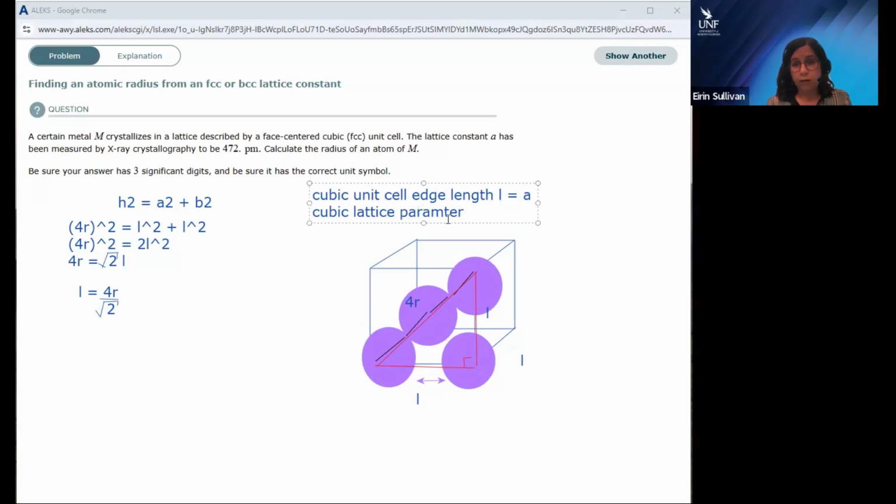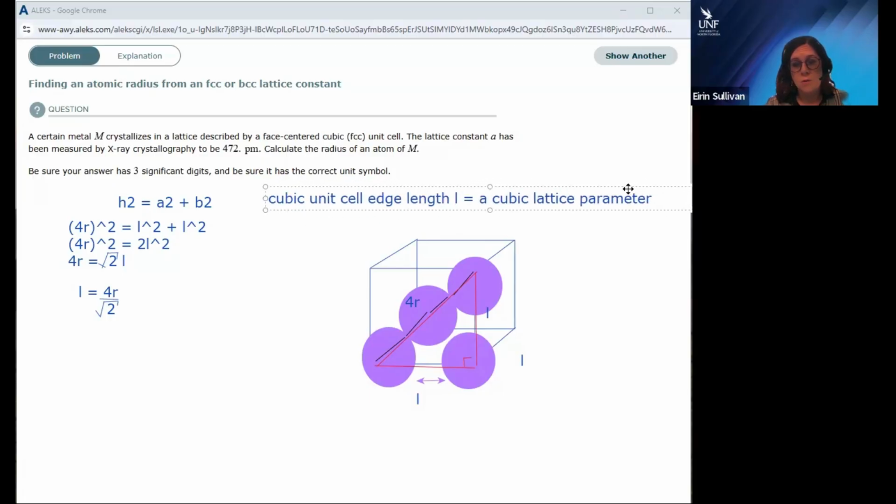So don't get confused if some people say L, some people say A. It's the same thing. It just means if you've got a cubic unit cell, that edge length L is the same in the X, Y, and Z directions. So we've been given the lattice constant and we have to rearrange to solve for the radius.